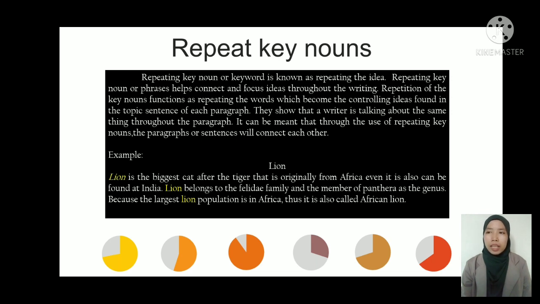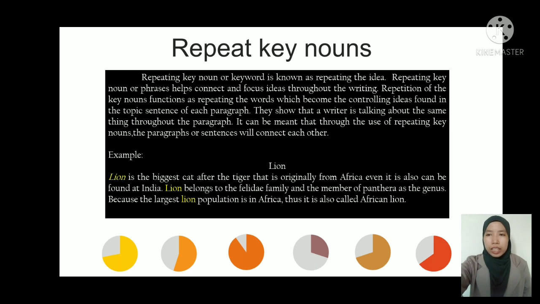Through the use of repeating key nouns, the paragraphs or sentences will connect to each other. For example, you can see a short paragraph. The title is Lion. Lion is the biggest cat after the tiger that is originally from Africa. It can also be found in India.